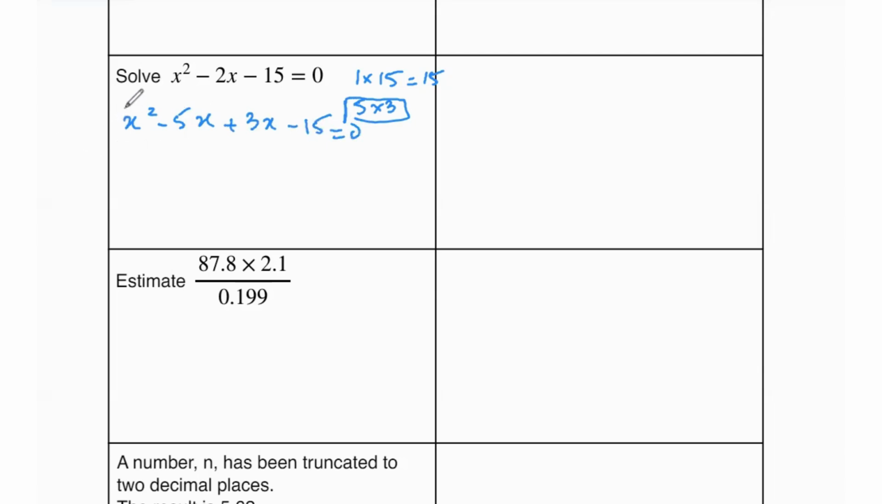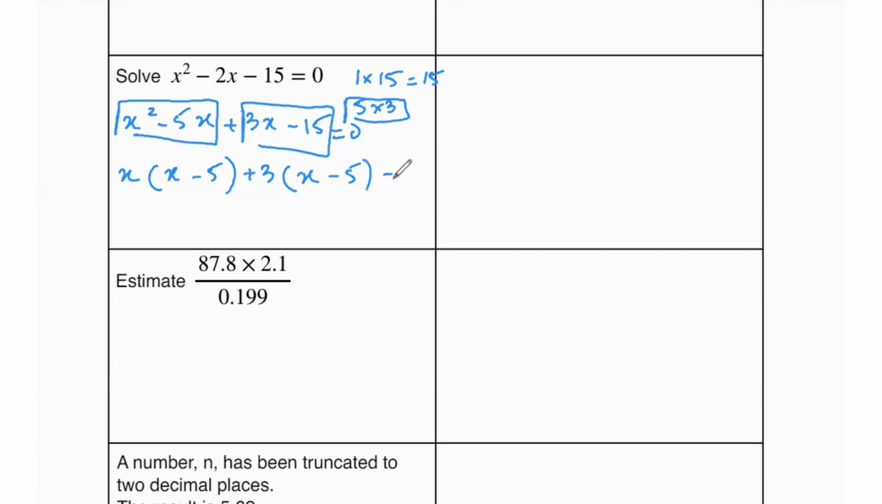Now we're going to factor this by grouping. So the first two terms are one group, and the last two terms are going to represent another group. So in the first group, we have x common, so x times x minus 5. And in the second group, we have 3 common, so plus 3 times x minus 5. Between x and plus 3, we have x minus 5 common. So we take that common, and in the other bracket, we have x plus 3. So one value is 5, and the other one is negative 3.